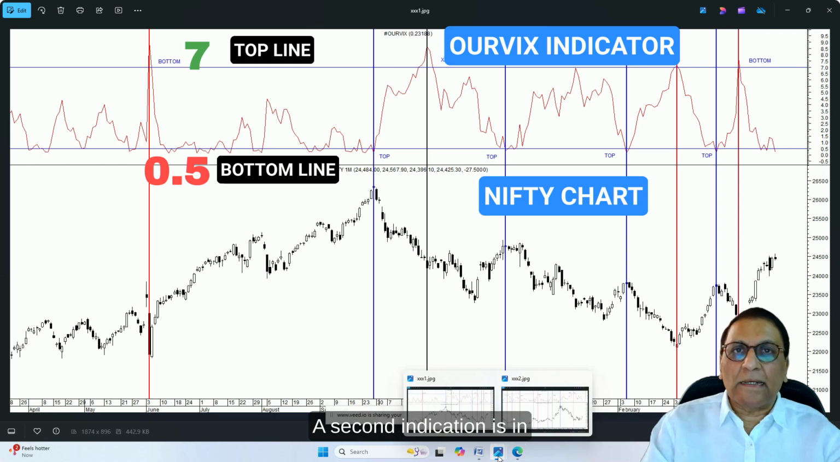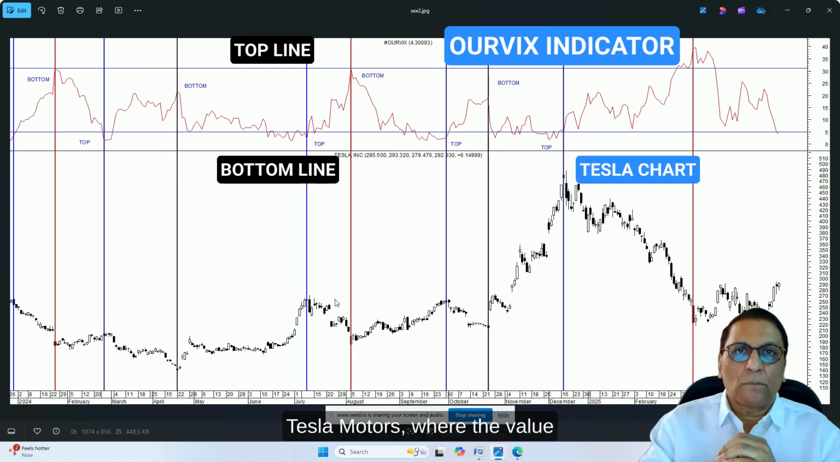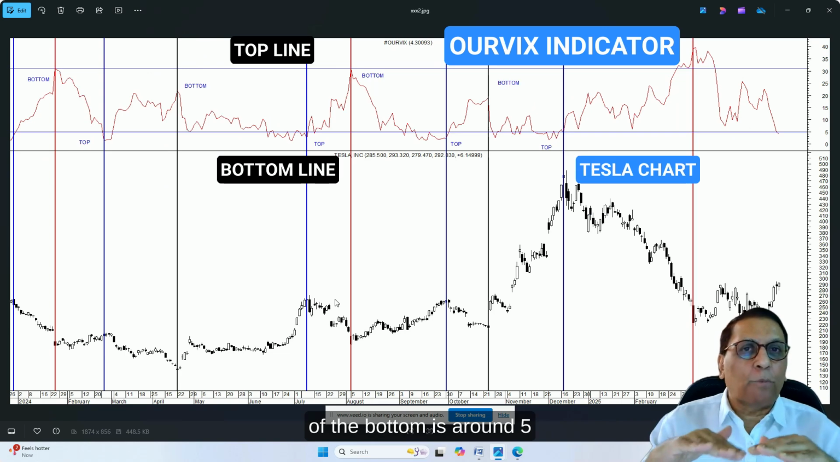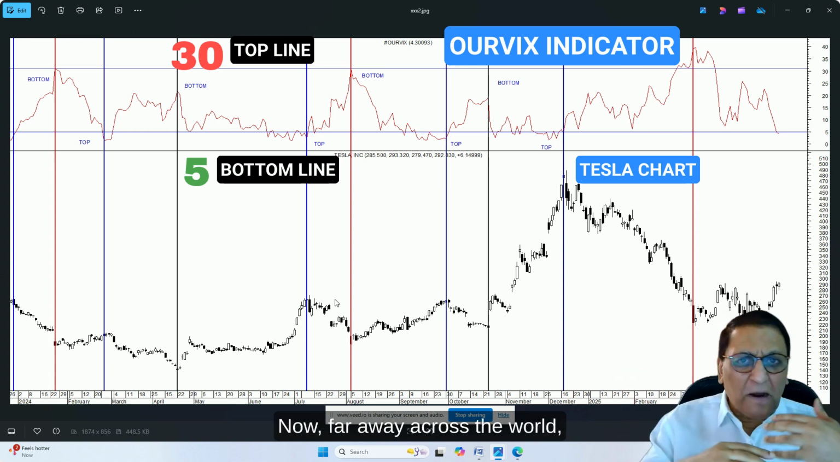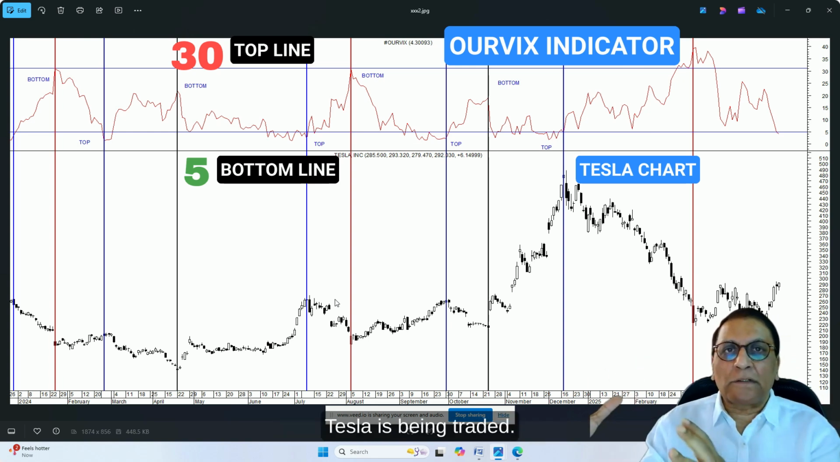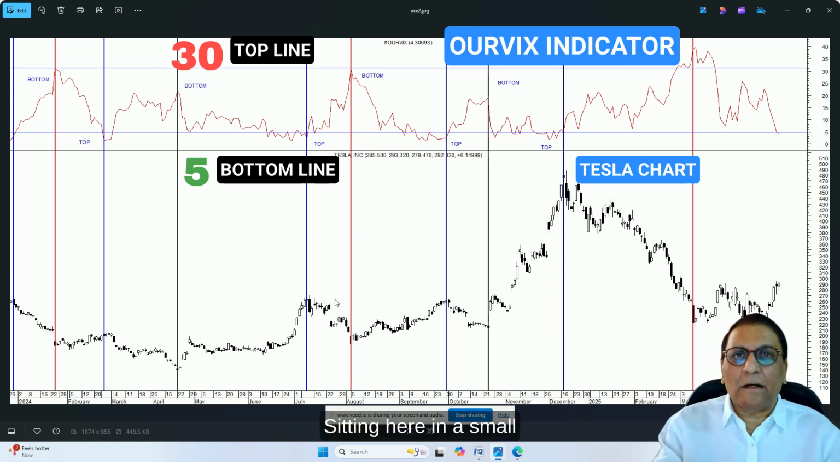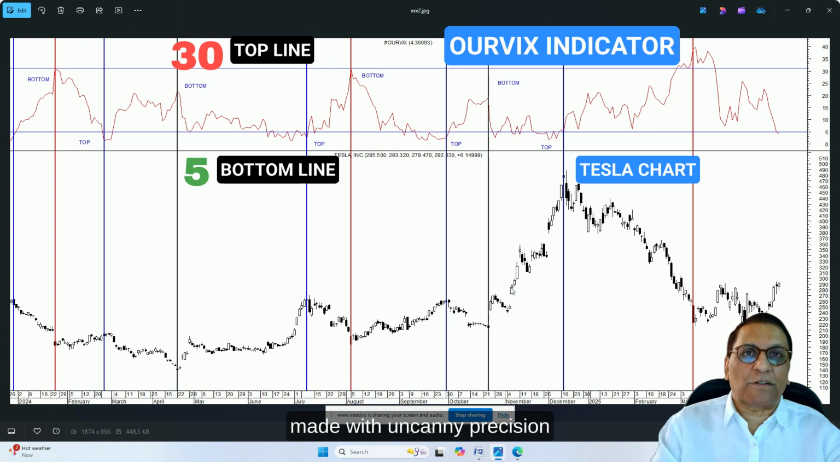A second indication is in Tesla Motors, where the value of the bottom is around 5 and the top is around 30. Now, far away across the world, a share called Tesla is being traded. Sitting here in a small little room, we can determine right here where Tesla is making tops and bottoms. As you can see, the tops and bottoms are being made with uncanny precision and are being caught by this indicator. There are failures. Here there is a failure, here there is a failure. But by and large, this indicator is giving you proper tops and bottoms.